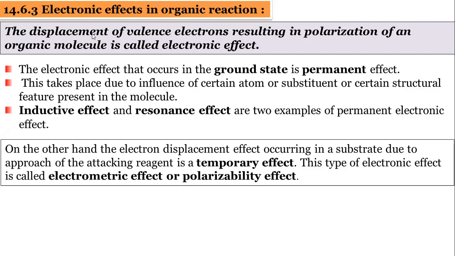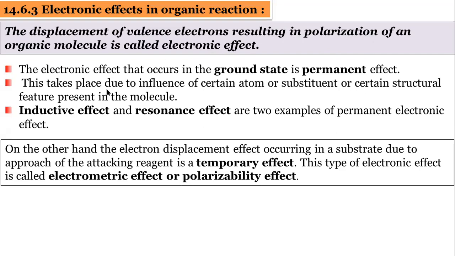Electronic effect means what? The displacement of valence electron, which are present in the valence shell, is called as valence electron. So, the displacement of valence electron results in polarization. Polarization means plus and minus charge will be separated. This is called as polarization of an organic molecule. It is called as electronic effect.